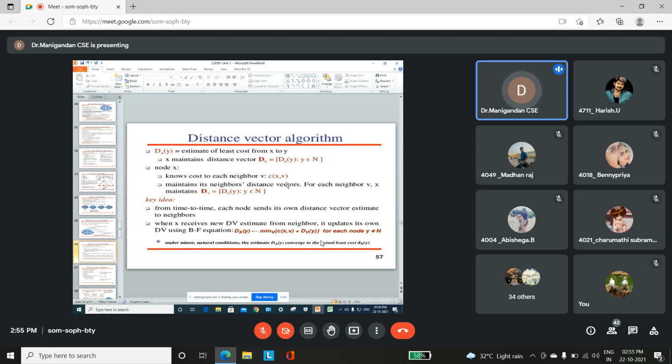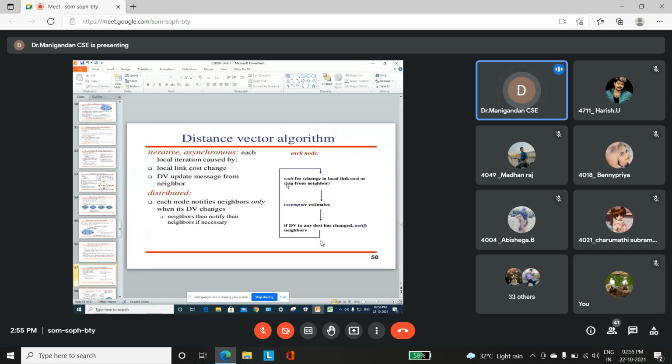So we count the neighbor nodes and take the minimum for each node. For example, if x is an intermediate node, its neighbors are y and z. We find which of y and z gives the minimum path, the minimum value to travel to the destination. So under normal conditions, it establishes the least cost value.